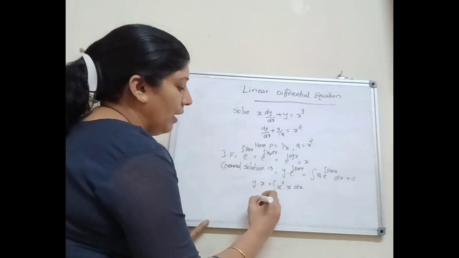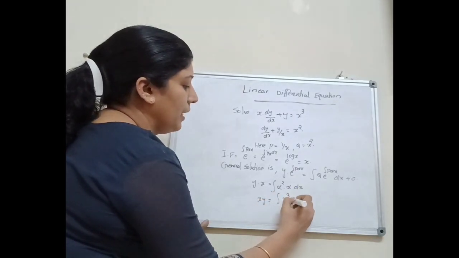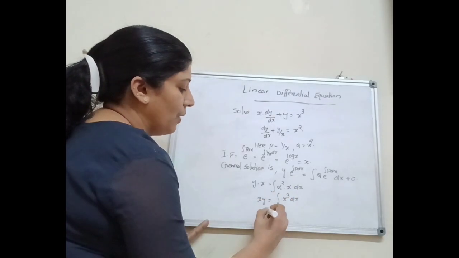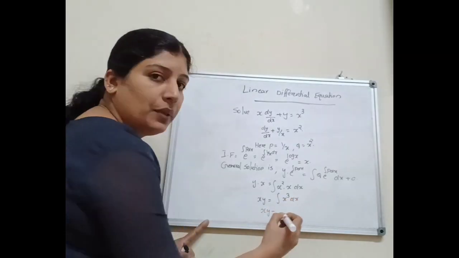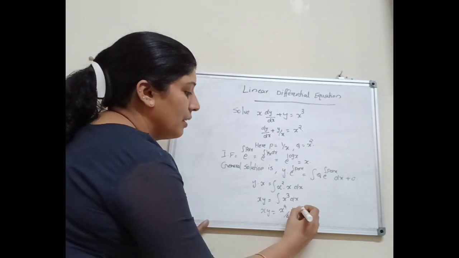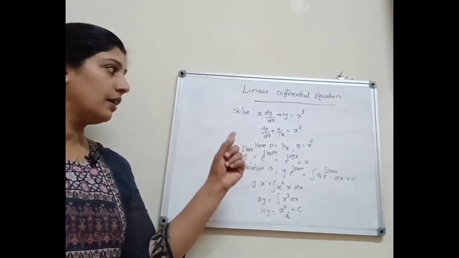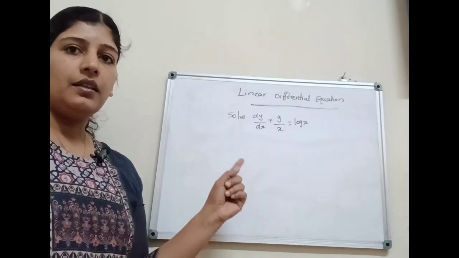Now here xy equal to integral x cube dx. Therefore, xy equal to integral x cube dx, which is x raised to 4 by 4 plus c. This is the general solution of the given linear differential equation.